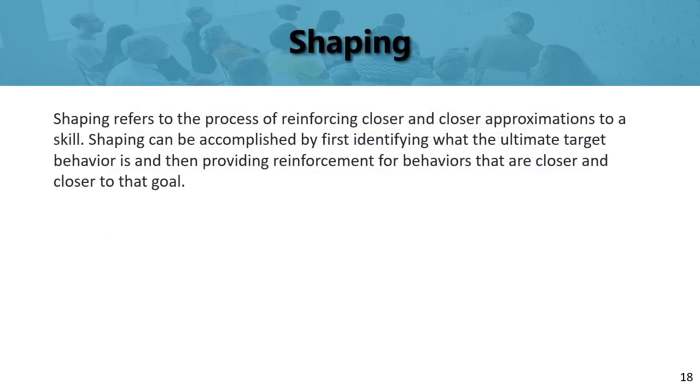Shaping refers to the process of reinforcing closer and closer approximations to the long-term goal or skill. Shaping can be accomplished by first identifying what the ultimate target behavior is and then providing reinforcement for behaviors that are close and closer to the goal.